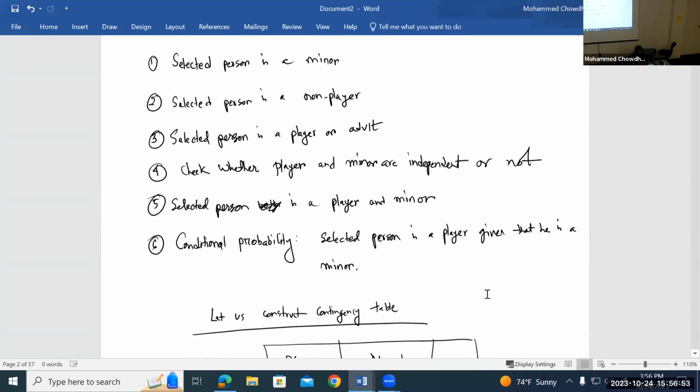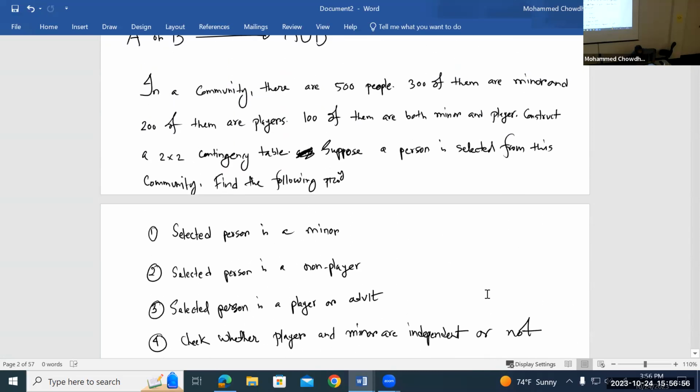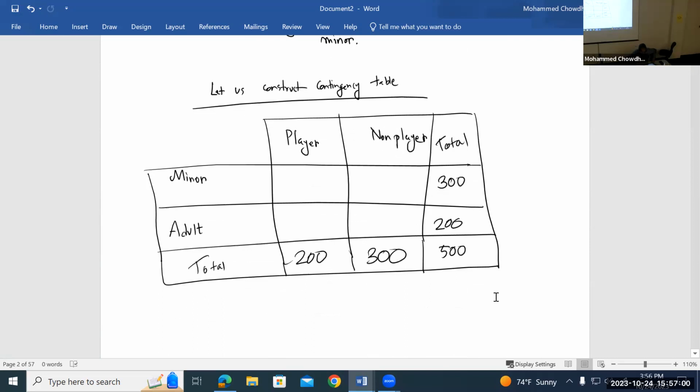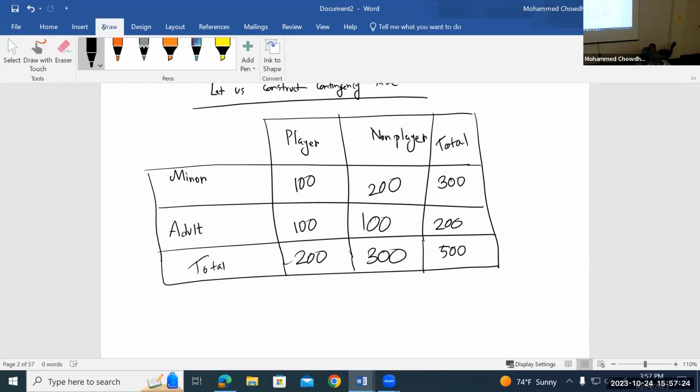Let me see whether I can do that one now. 100 of them are minor and player. Minor and player, then it should be 100. It should be 100. Understand? Clear, right? Okay, if you have a trouble, let me show you again.